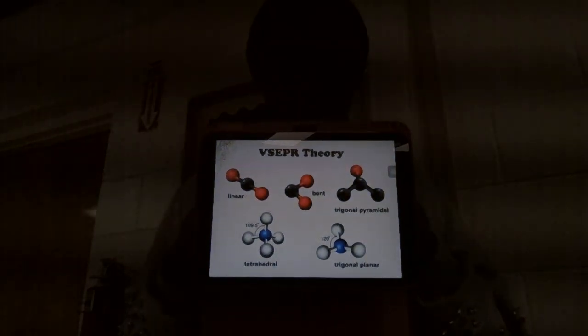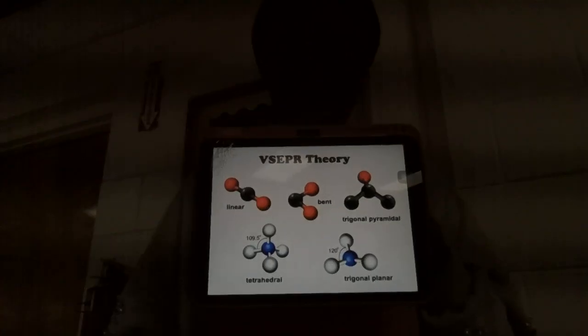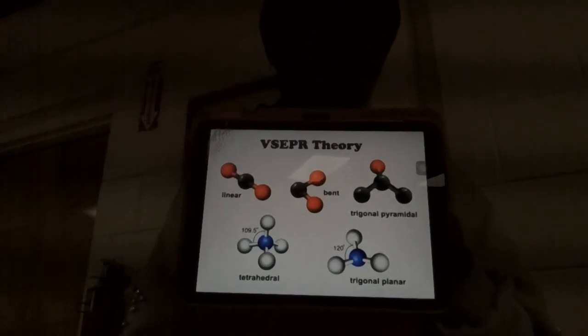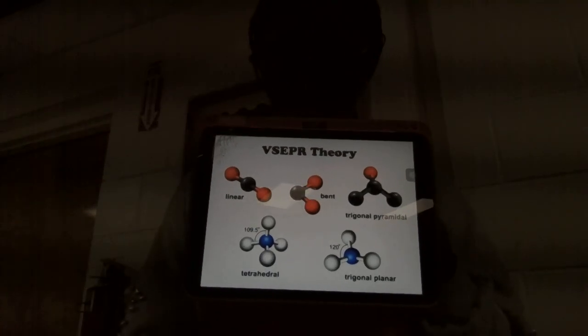So this is the VSEPR theory. There are some images. Before we start these examples, we have to remember to count the total electron pairs on the central atom. That's bonding pairs plus lone pairs, and match them to a shape.